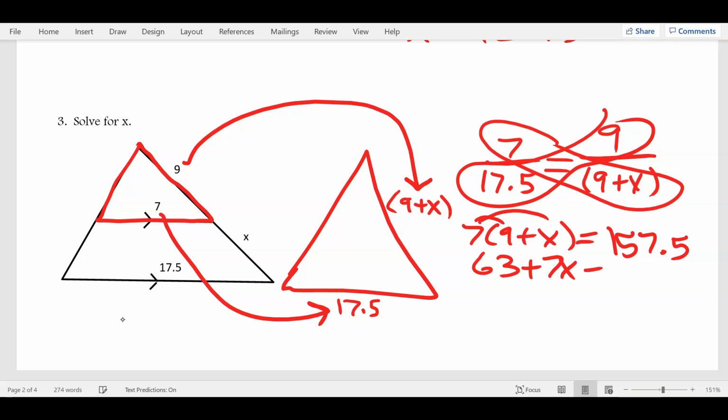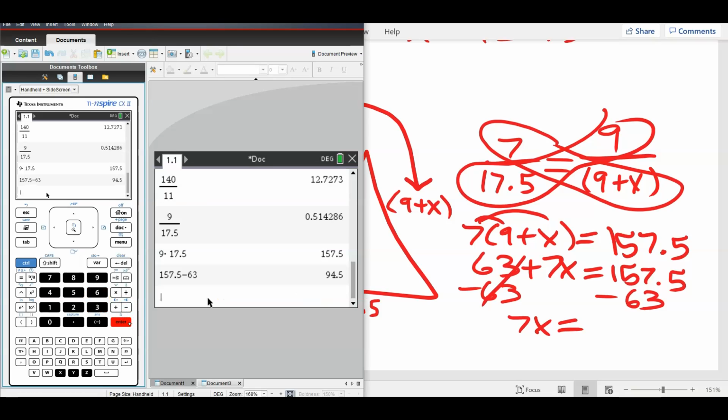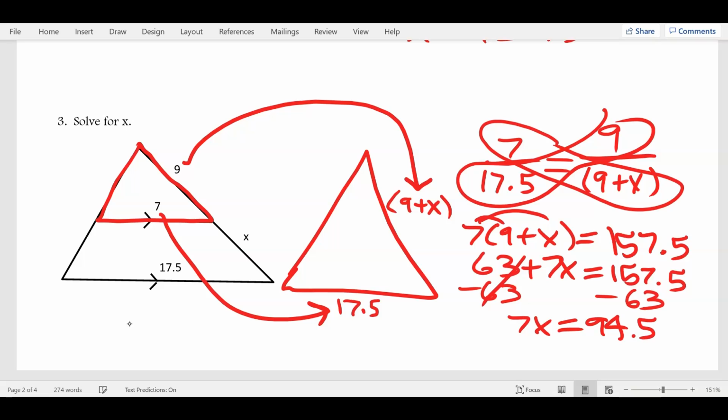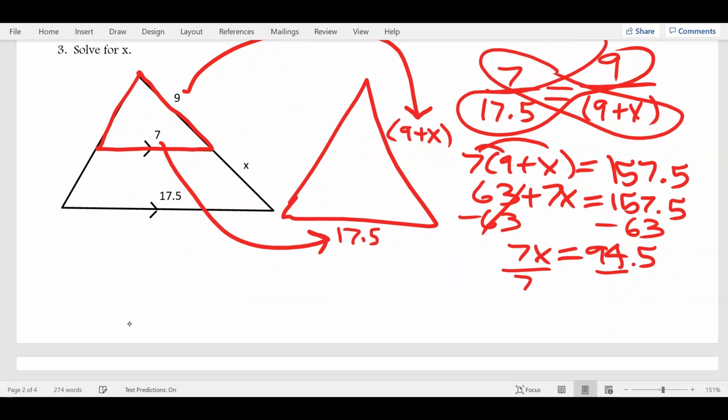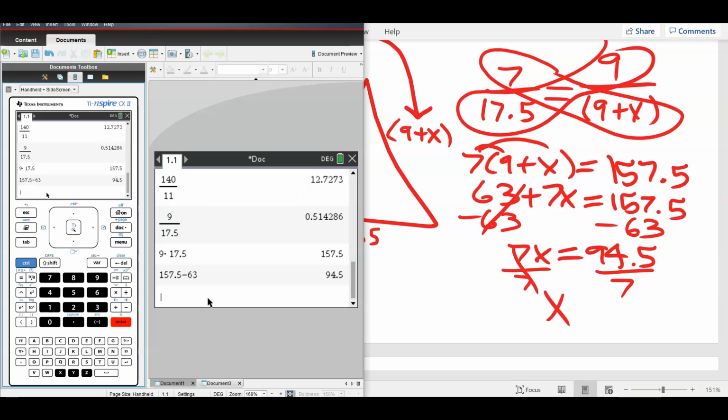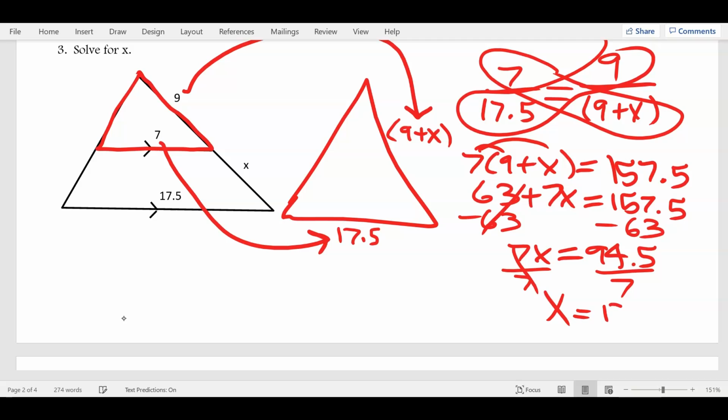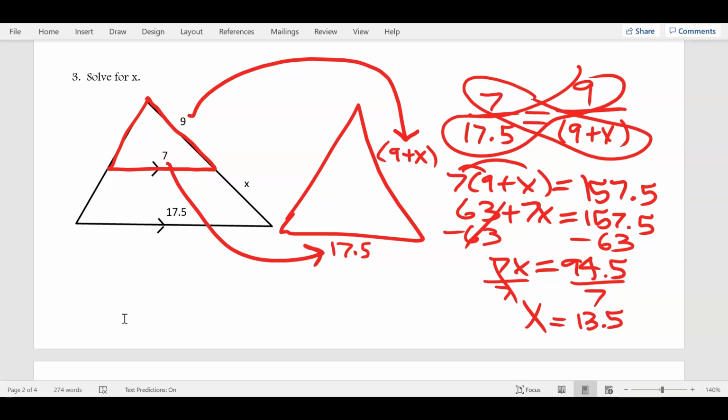I need to get rid of the loner on the left side, which is 63, so 157.5 minus 63 gives me 94.5. And then divide by 7 to get rid of that coefficient. Then I get 13.5. Okay. Again, that was a little bit faster because we've done these. One more to do, and we'll be done with these notes.